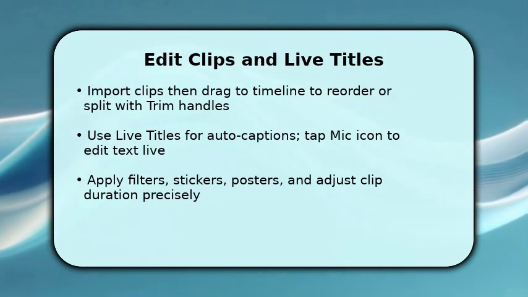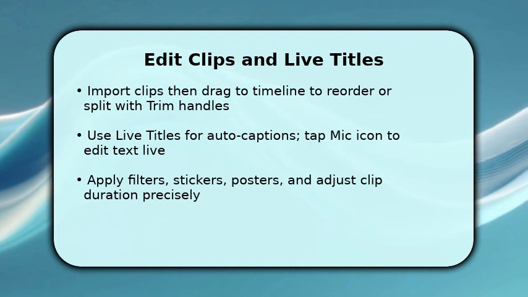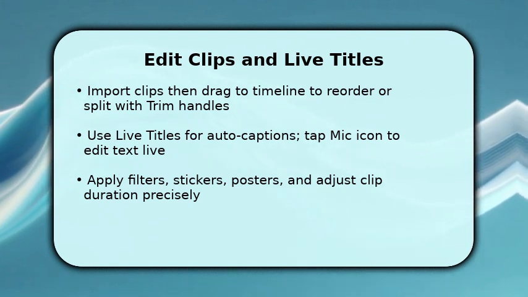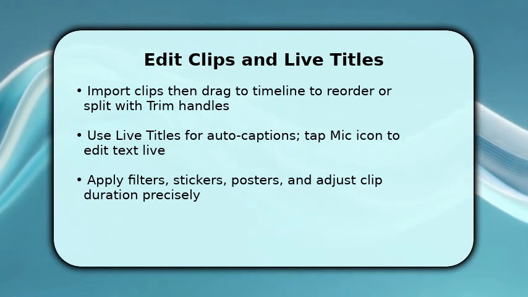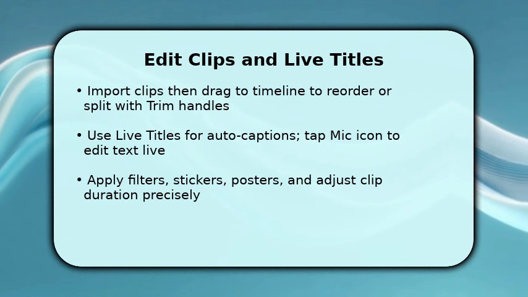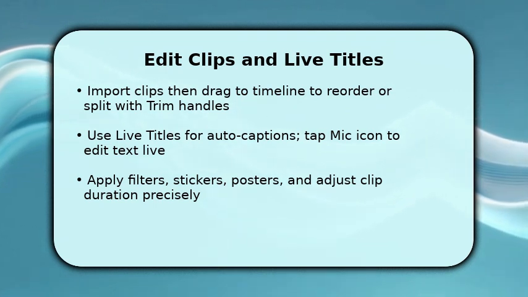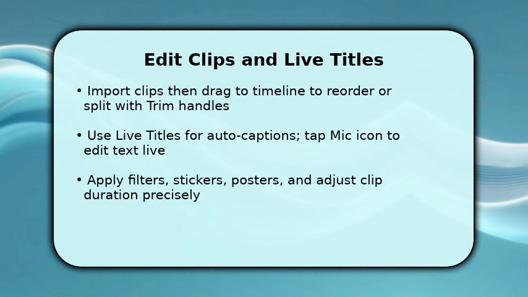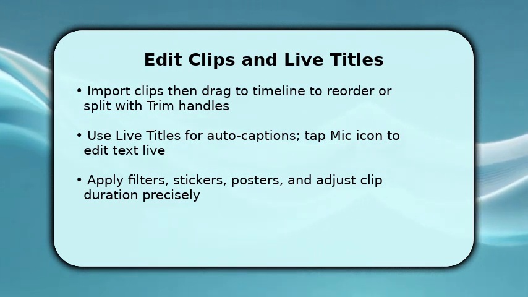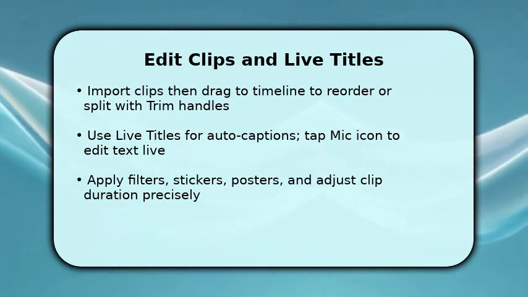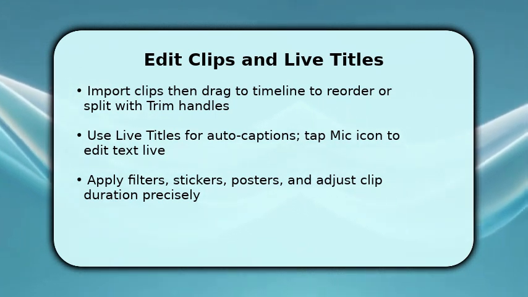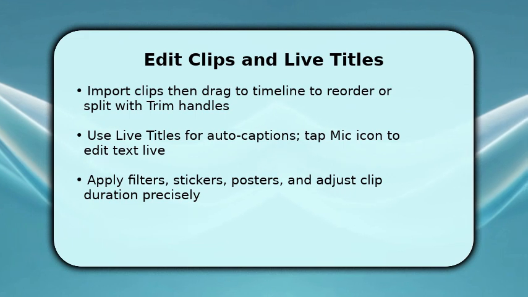You'll now shape the story. Import or record several clips and drag them into the timeline. Use trim handles to split and remove excess. Once arranged, add live titles so speech becomes captions automatically. Tap the mic icon to edit words if recognition errs. Also apply filters and posters to set tone, and pin stickers or emojis where needed. Make sure to adjust each clip's duration and transitions so pacing feels natural. Because pacing affects viewer attention, spend time refining timing.